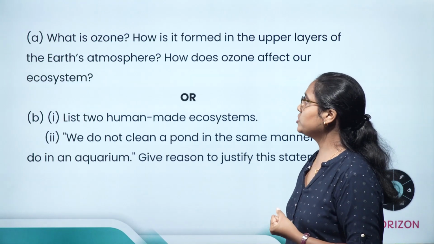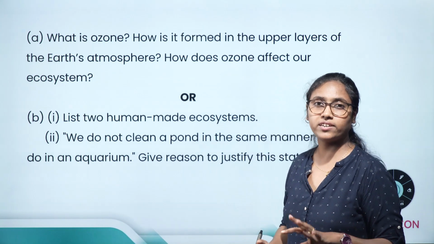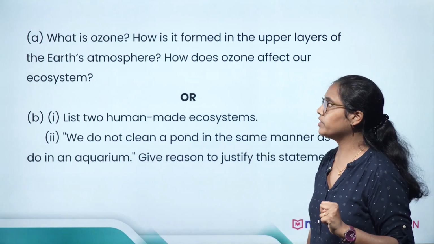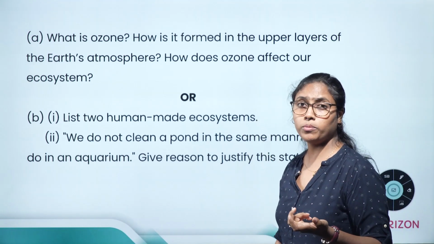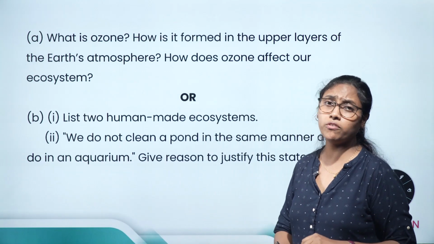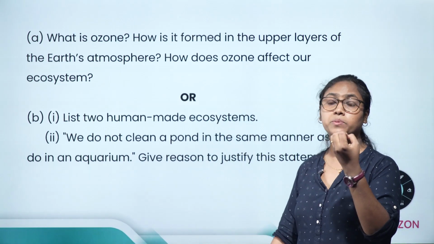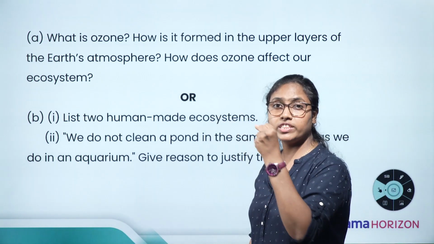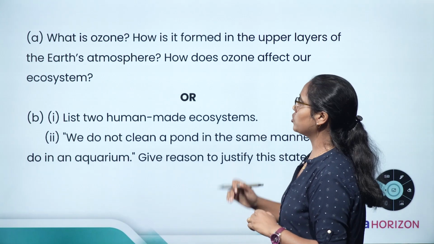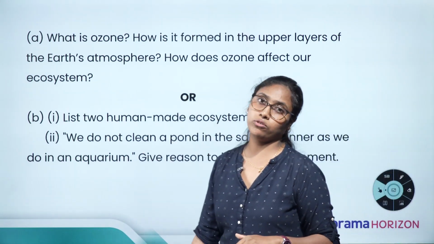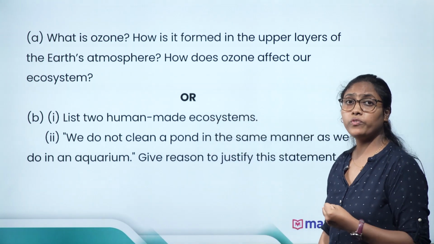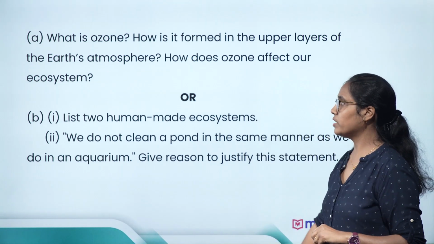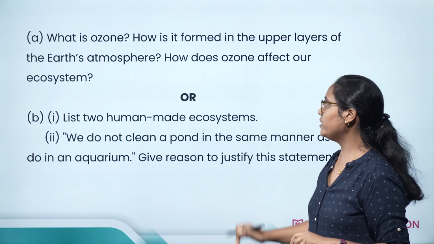Now, coming to the next question, what is ozone? We have studied ozone is a triatomic molecule, it is deadly poisonous. How is it formed in the upper layers of the Earth's atmosphere? It is formed by the action of UV radiation. UV radiation splits the oxygen molecules into free oxygen atoms. Oxygen molecules combine with these free oxygen atoms to form ozone. How does ozone affect our ecosystem? Ozone traps the harmful UV radiation that is coming from the sun.